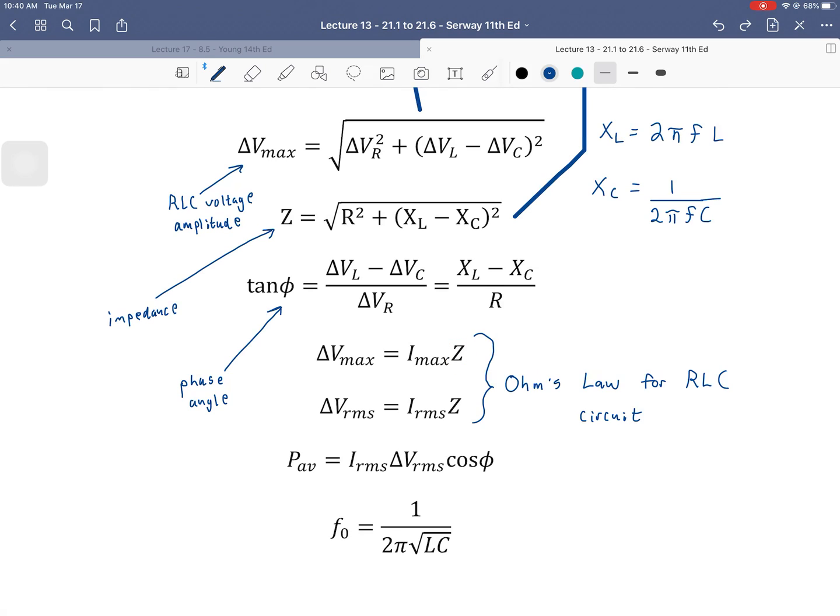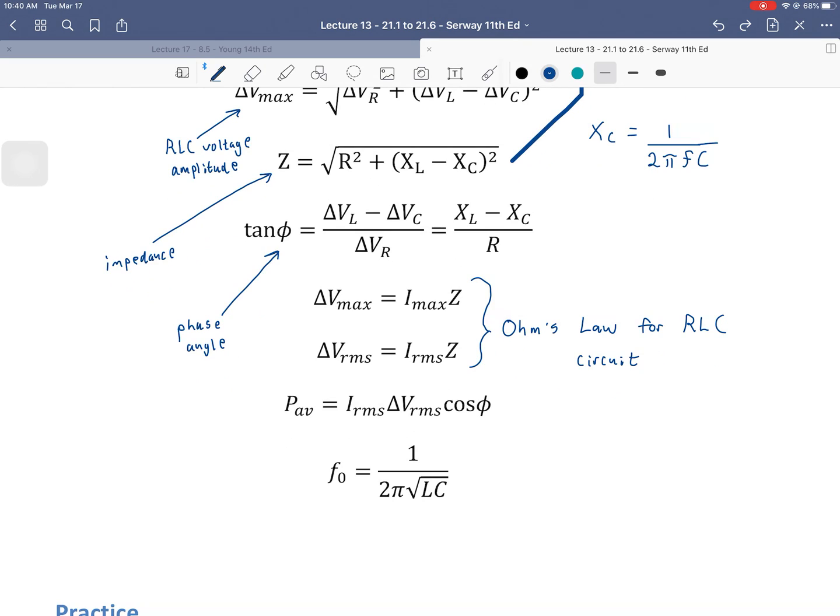Okay, and there are two cases here, because this top formula just shows the case for maximum. So that would be the amplitude of the voltage equals the amplitude of the current times the total impedance of the circuit. And then here we have the RMS value times the RMS value, so the root mean square, times the total impedance of the circuit.